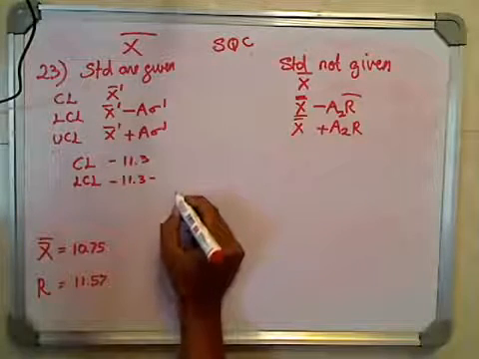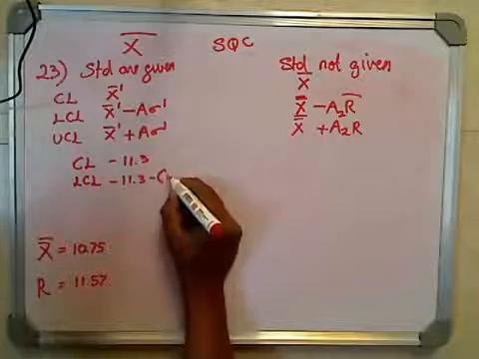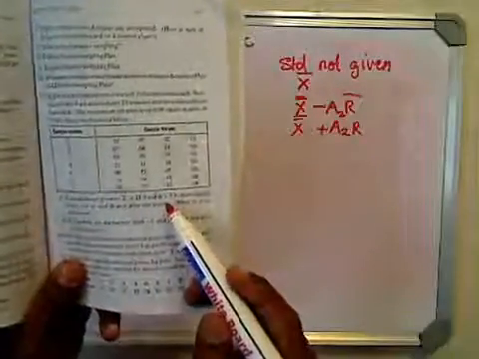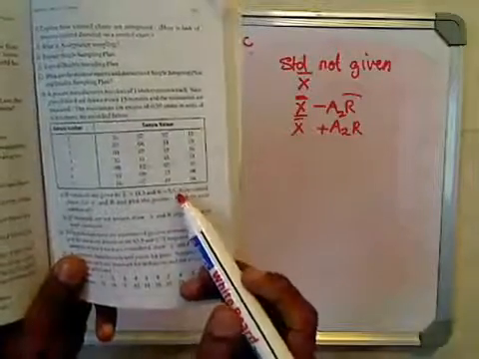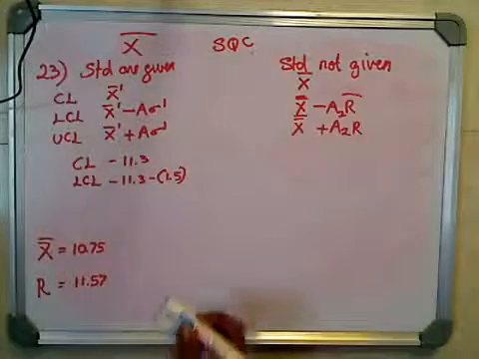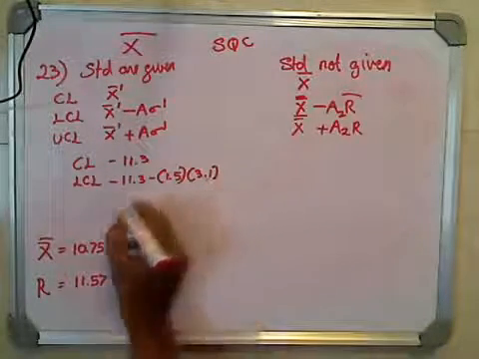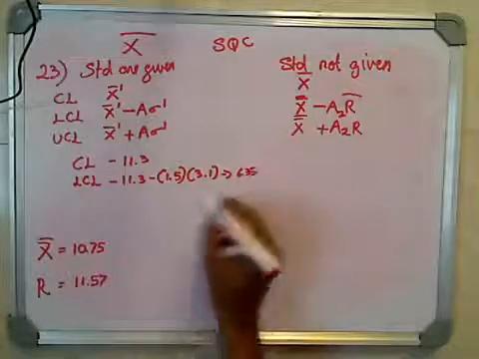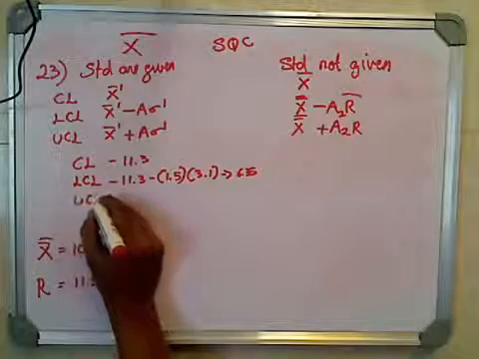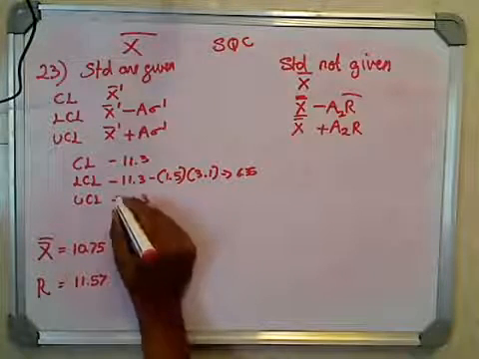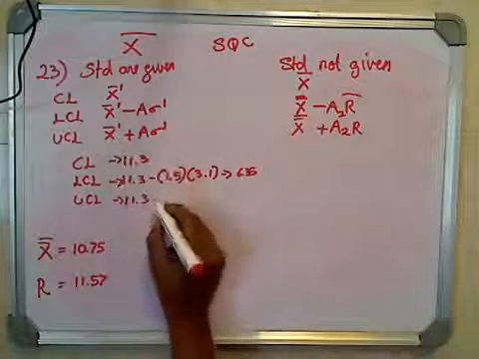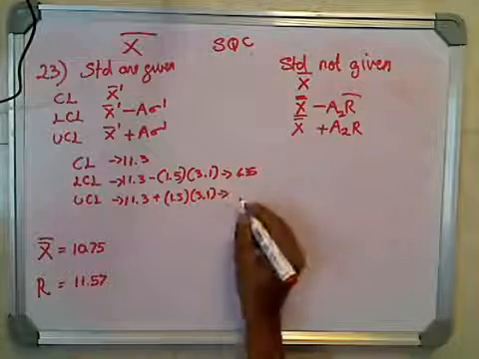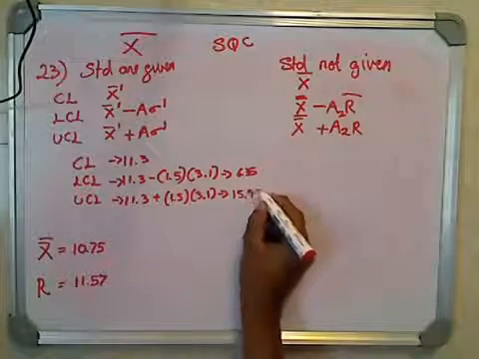A here is given in the book as 1.5, and the standard deviation is already mentioned in the book. Right next to the values of X, you have the standard deviation, which is 3.1. So consider that 3.1, and you'll be able to get the answer as 6.35. Similarly, for the upper control limit, 11.3 plus 1.5 multiplied by 3.1 is equal to 15.95.